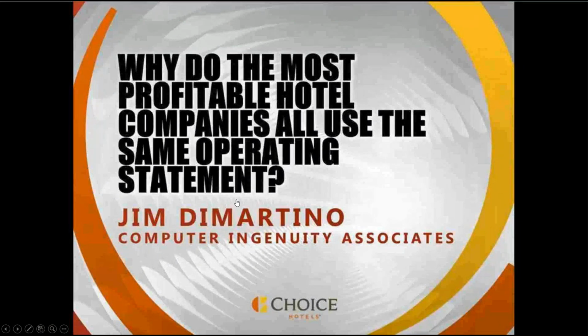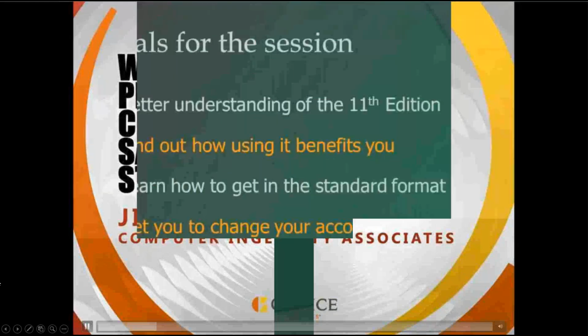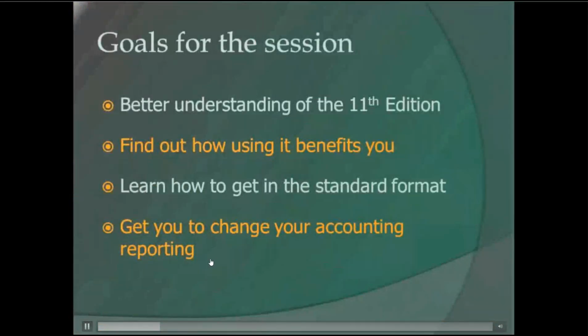So the 11th edition is a standard chart of accounts and accounting reporting structure for the hotel industry. The goals of this session: we want to give you a better understanding of what the 11th edition is. What do we mean when we say the 11th edition? We want to help you to see why changing to this method of accounting helps you to be more profitable. We want to show you how you can get into the standard format, what you have to do. And we want to hopefully get you to embrace this as something that you want to do because you see it as something that's going to benefit your business.